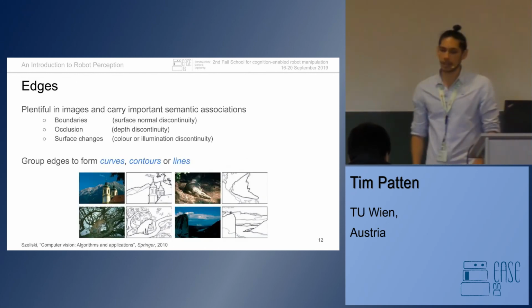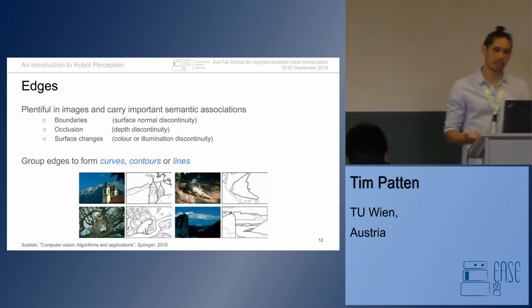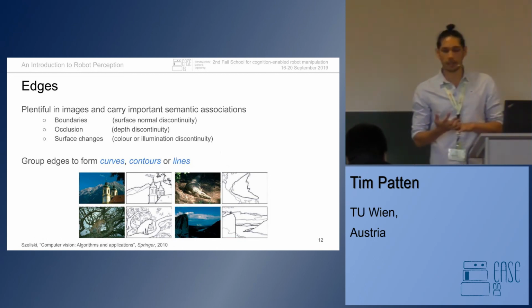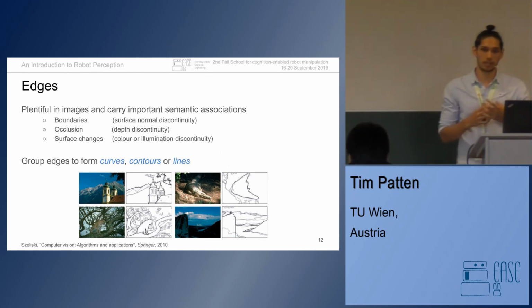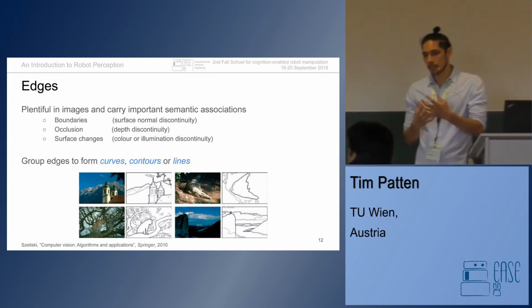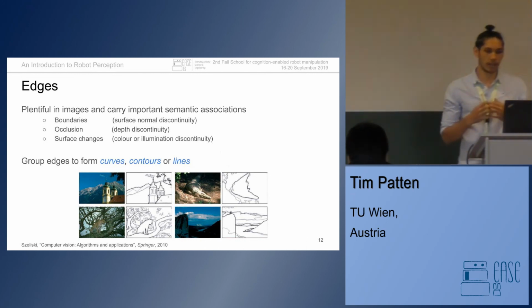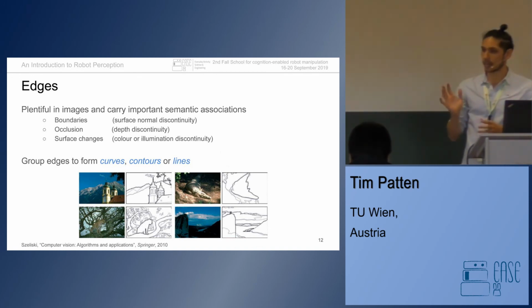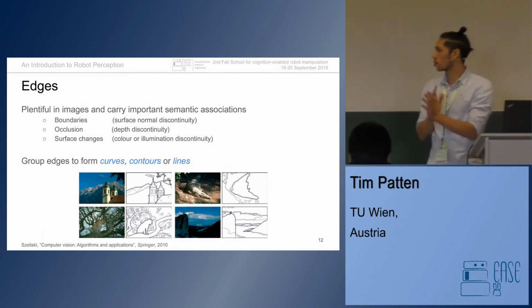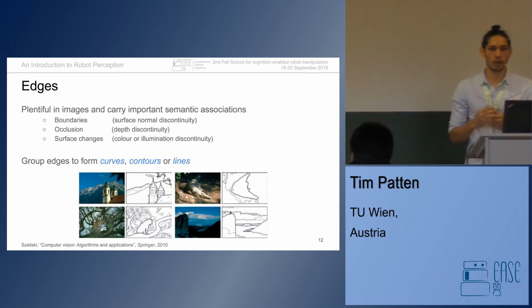Edges, on the other hand, carry more semantic information. Edges represent things like boundaries, occlusion, and surface changes, so where the color or illumination tends to change. Edges are simple, but they can be grouped together to create more informative structures such as curves, contours, or lines. So here's just an example of finding these strong contrast points or locations in these images where we can construct these types of representations.